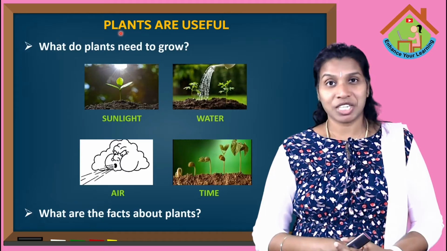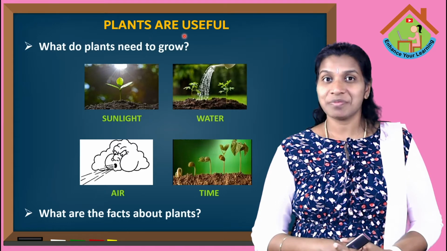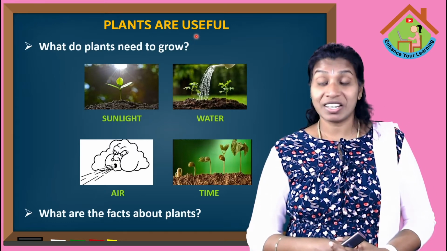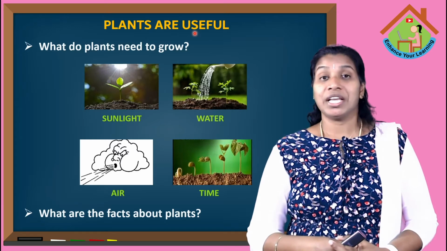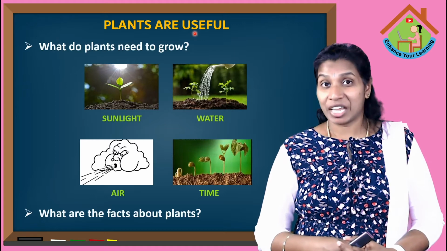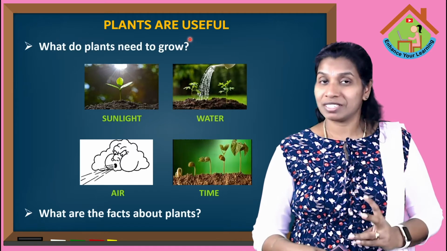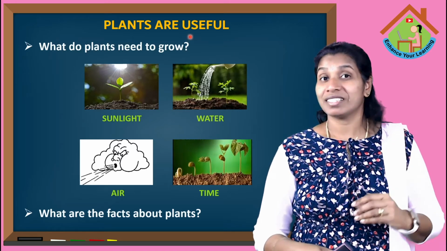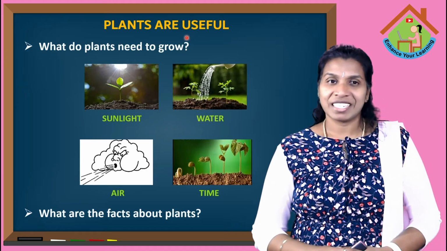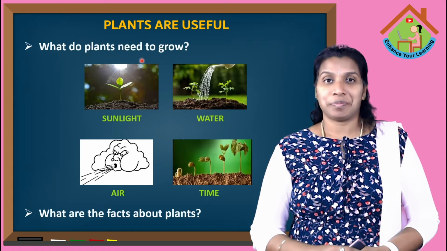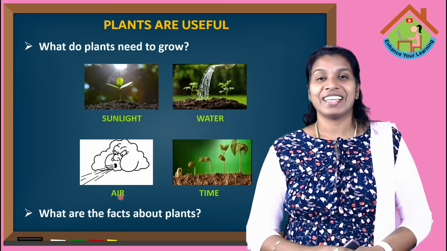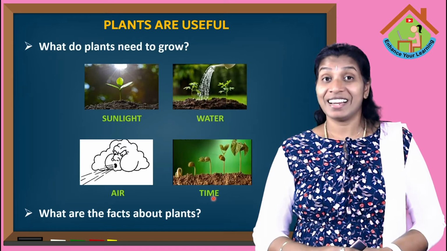Kids, can you tell me, are plants living organisms or non-living organisms? Yes, plants are living organisms. You can see plants almost everywhere. That can be grass, bushes, shrubs, or a big tree, right? Yes. What do plants need to grow? Plants need sunlight, water, air, and time.